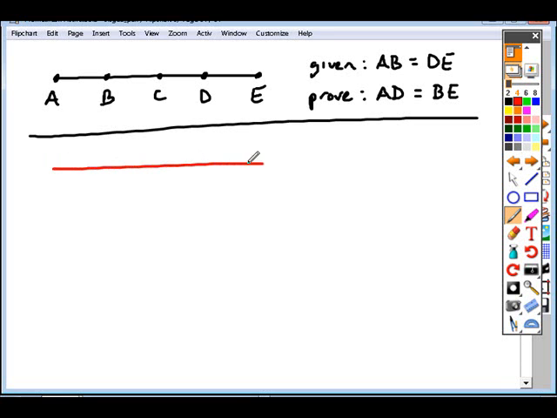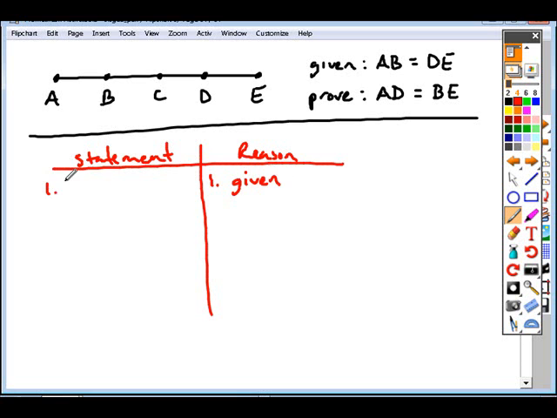The first thing, it'll give you a picture and a set of given statements, and it'll give you an end state that you're looking to reach. So again, you should always be able to start off very simply by copying down what was given. When I look at this, it says AB and DE are equal. Now what I want to do is build this proof in order to end with the statement AD is equal to BE.